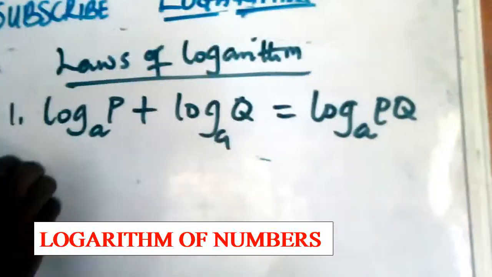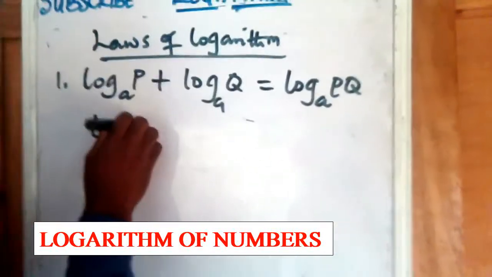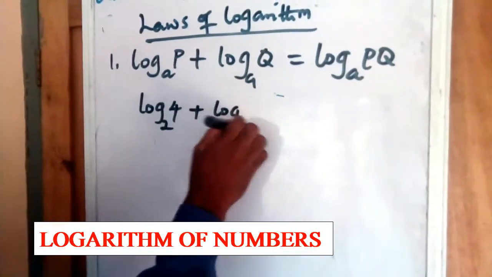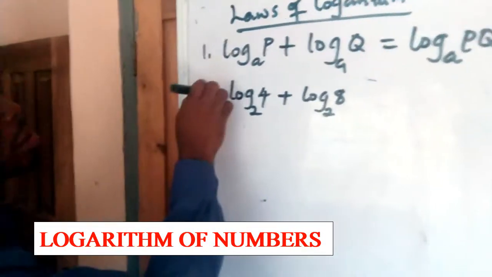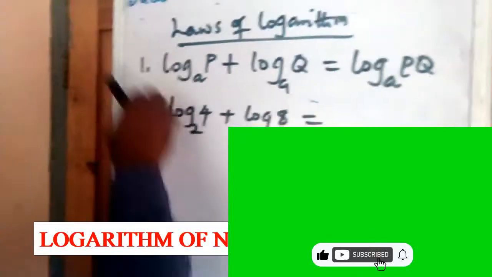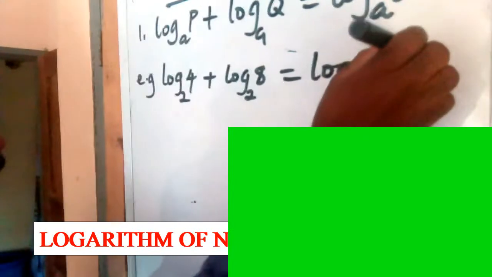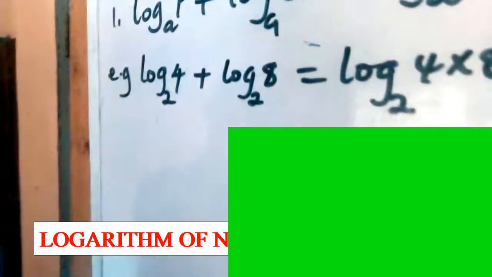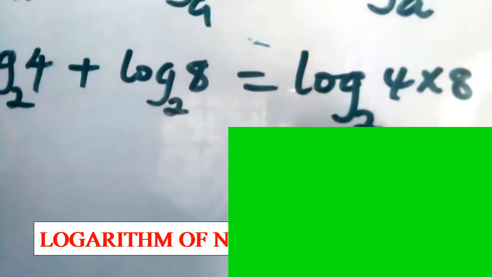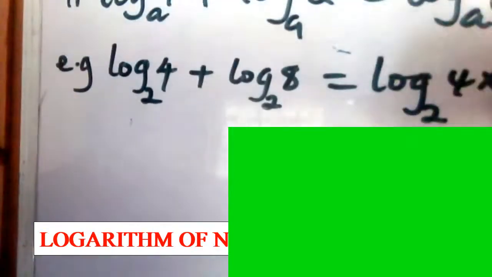For example, you have log 2 base 4 plus log 2 base 8. If you are applying the addition law, it's the same thing as log 2 base of 4 times 8. So the log numbers will be multiplied. That's the same thing as log 2 base 32. That's the simplified form. That is the addition law.